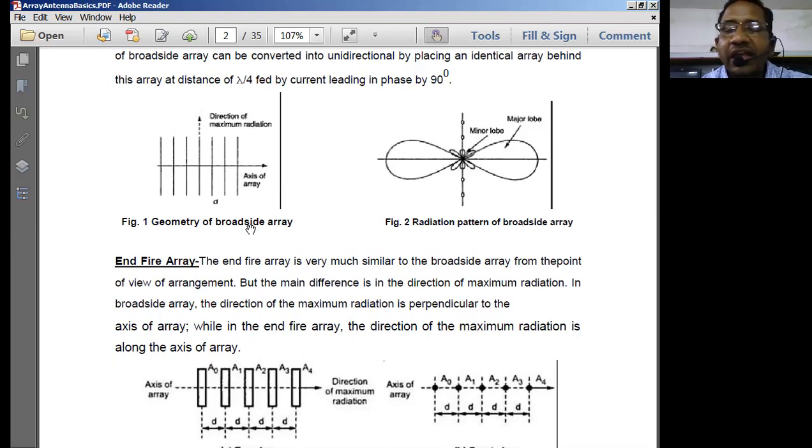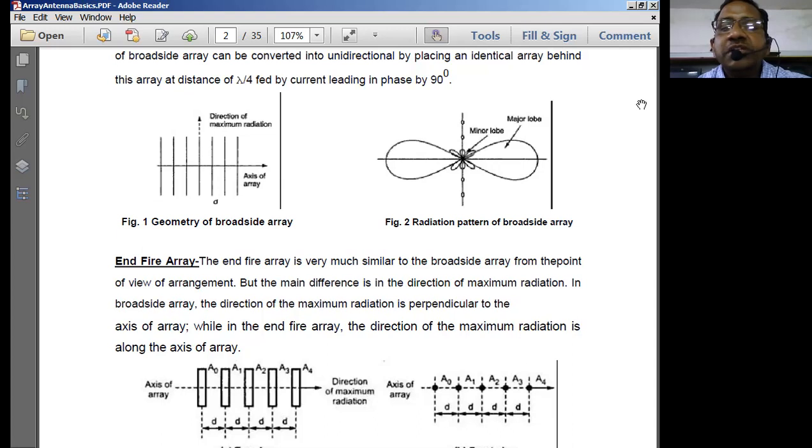In the case of the broadside array, the maximum radiation is always in a direction normal to the axis of the array. Therefore, the direction is always perpendicular. Like this, we normally have the radiation pattern. This arrow shows the direction of the maximum radiation, whereas the elements of the antenna array are arranged along the axis of the array. The radiation is always perpendicular to the axis of the array in the case of the broadside array type of antennas.